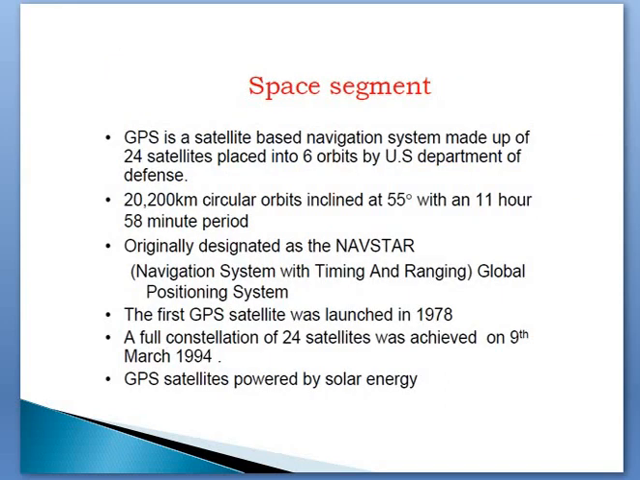Now let us see about the space segment. The space segment consists of a nominal constellation of 24 satellites that transmit one-way signals that give the current GPS satellite position and time. It may be about a 20,200 km circular orbit inclined at 55 degrees with an 11-hour 58-minute period.